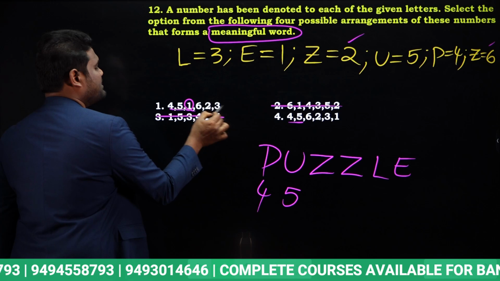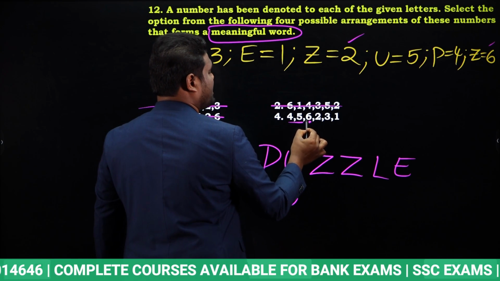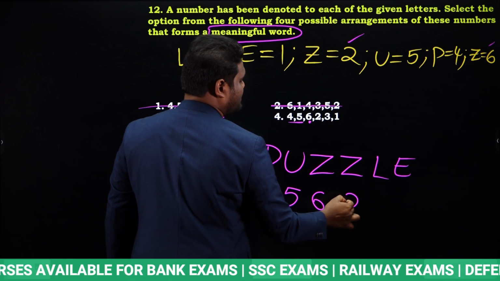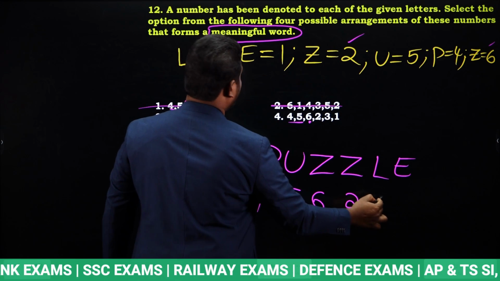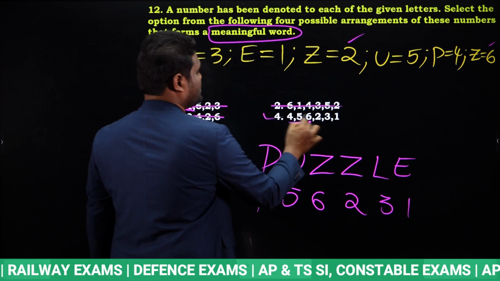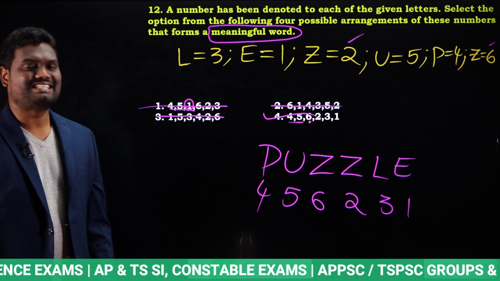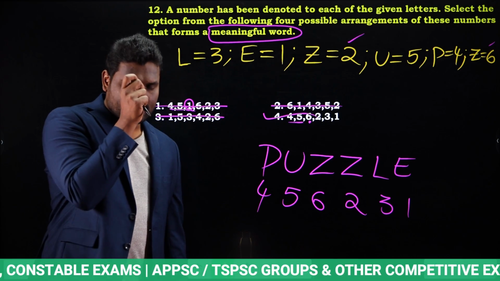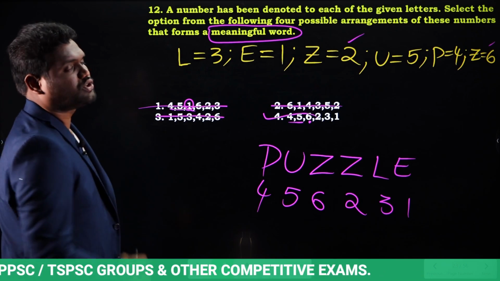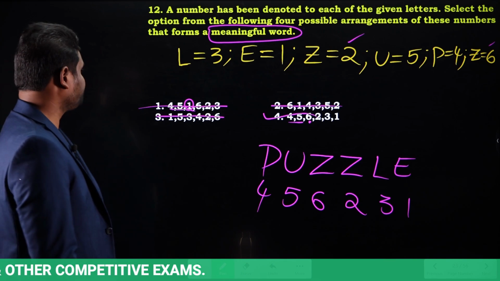Here we have 1, which means this is a wrong answer. So Z means 2 or 6, and here we got 6. So this is 6. Again Z, this is 2. L means what? L means 3. E means what? E means 1. So the answer for this question will be option 4: 4, 5, 6, 2, 3, 1. Is that clear? And don't forget, this is the exact question that came in the CGL Tier 2 examination.